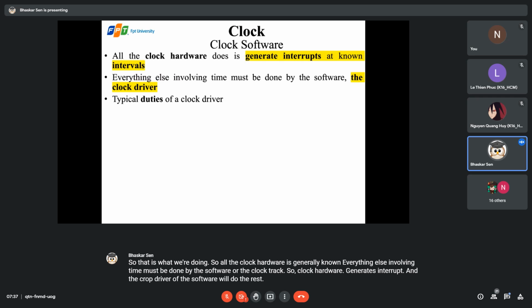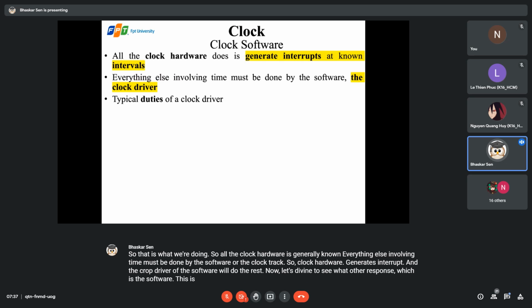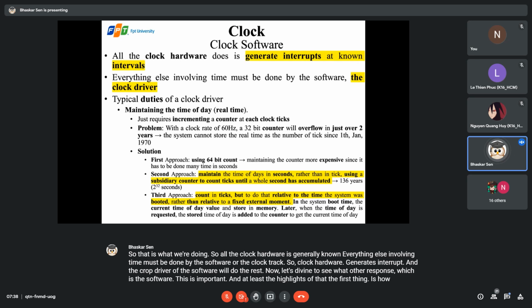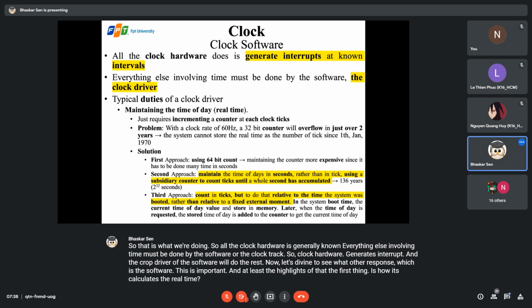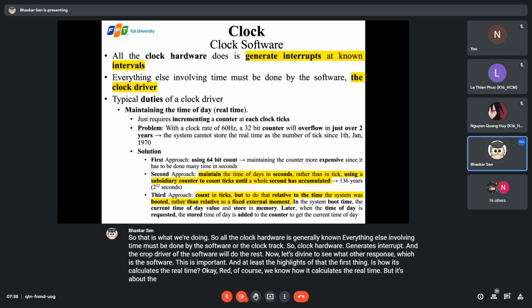Now let's dive in to see what the responsibilities of the software are. This is important, and that leads to the highlights. The first thing is how it calculates the real time. Of course, we know how it calculates the real time, but it's about maintaining the real time.